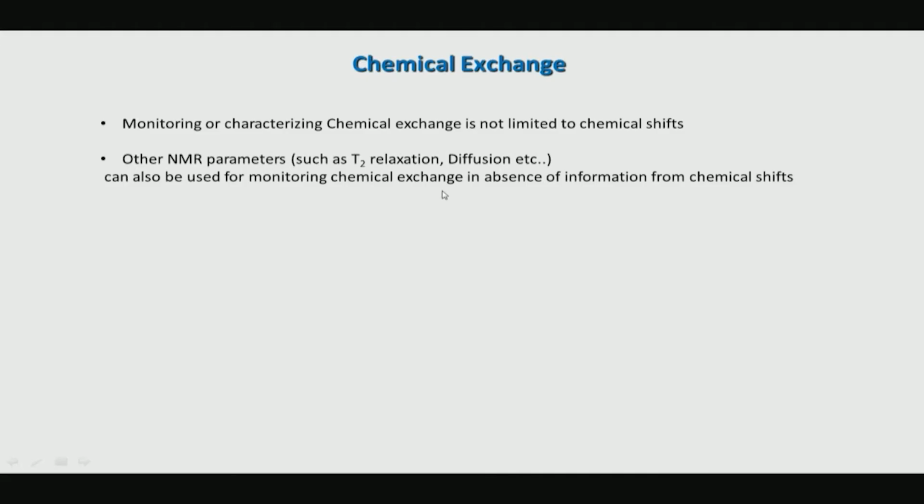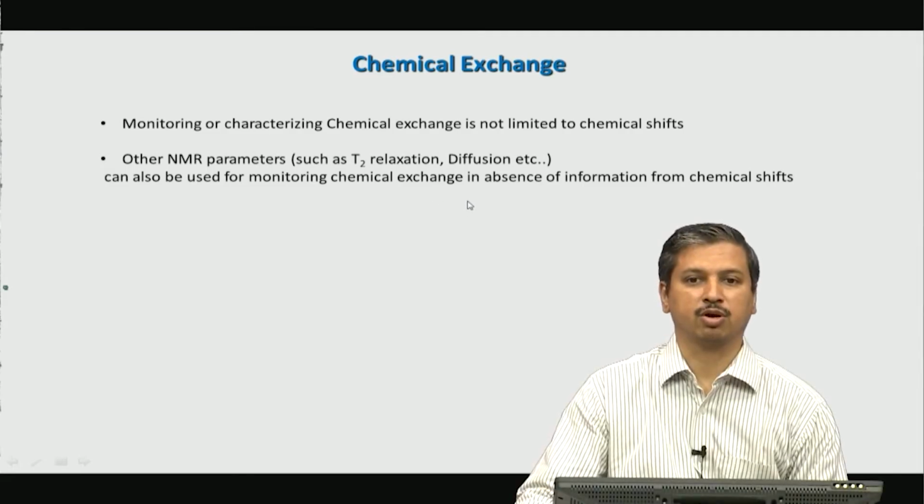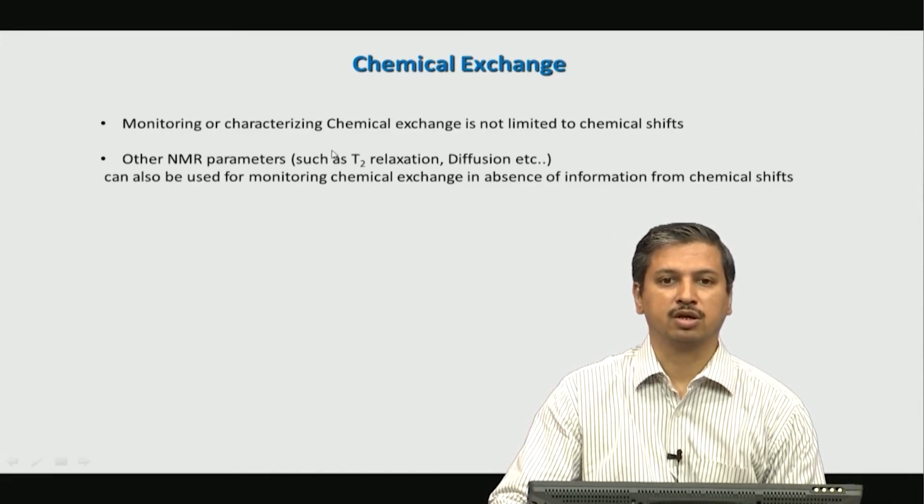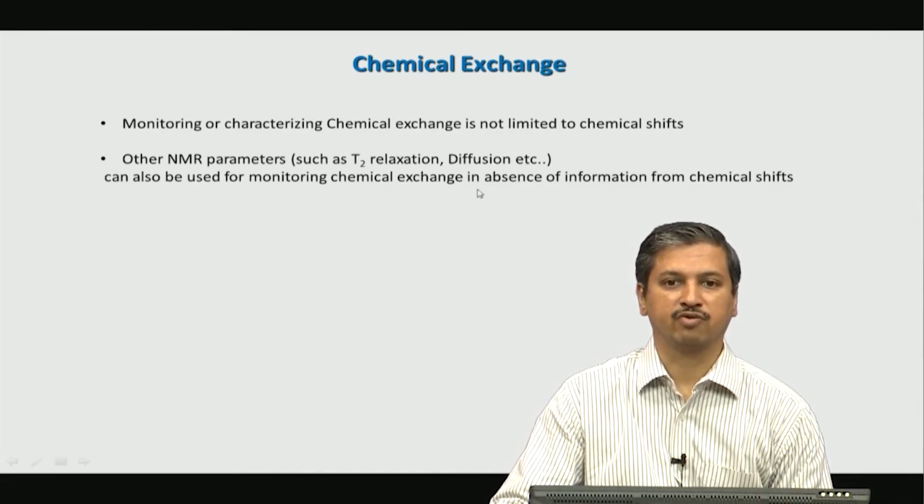Because what may happen is, in certain systems the chemical shifts which we need for the two different states A and B may not be available. So, it may not be possible to measure the chemical shift of state A and state B, and therefore, we may not be able to characterize the dynamics from the chemical shifts. In such systems, we will then have to go for T2 relaxation or diffusion.